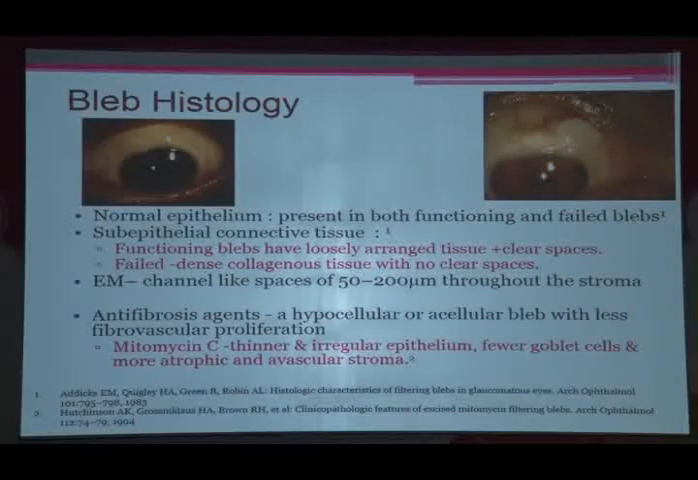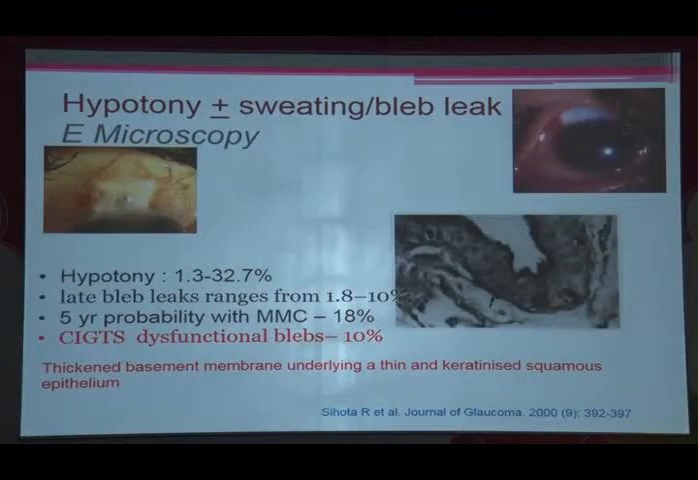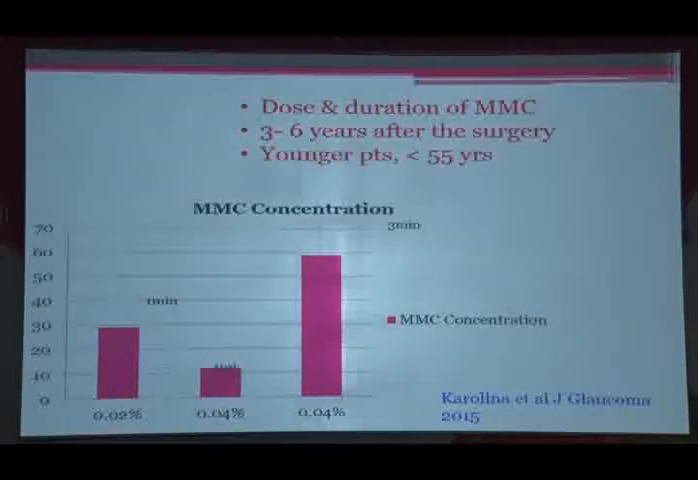When we look at bleb histologies, what we find is that the use of mitomycin actually leads to a thinner and more irregular epithelium on the whole. And when we looked at those eyes specifically that had hypotony and sweating blebs, it was the same thing. We found that the basement membrane was thickened and the overlying epithelium was thin and keratinized. So it occurred to us that we shouldn't do a very extensive surgery. All we need to do is probably replace the epithelium.